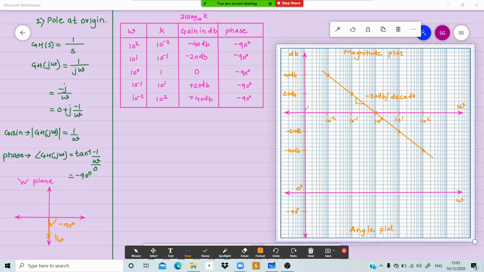Why minus? Because it is decreasing, and very well it is understood. 40 say 20, 20 say 0, 0 to minus 20. So the slope that you are having over here for this line is minus 20 per decade, correct? And if you talk about the angle, very well clear, it is just minus 90 ka straight line. So what I want to tell you now, yes, whenever you are talking about a pole at origin, you will find that you are going to, so one thing is fixed, pole at origin.